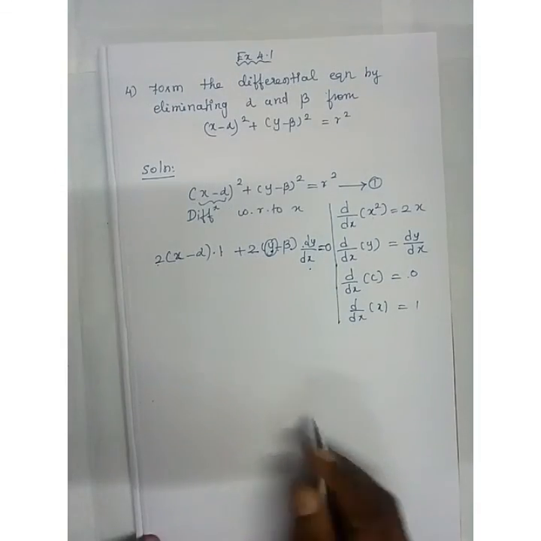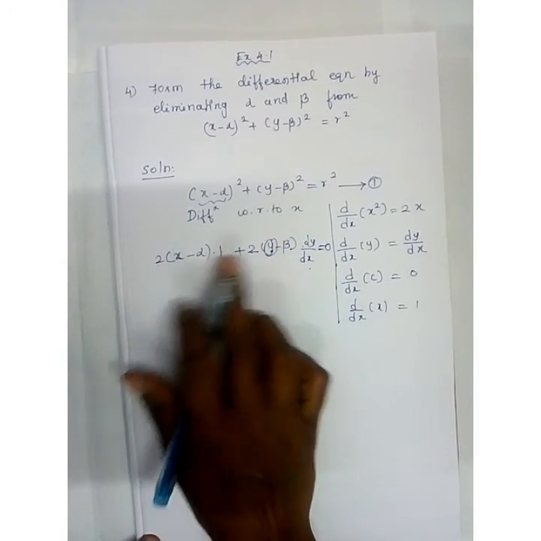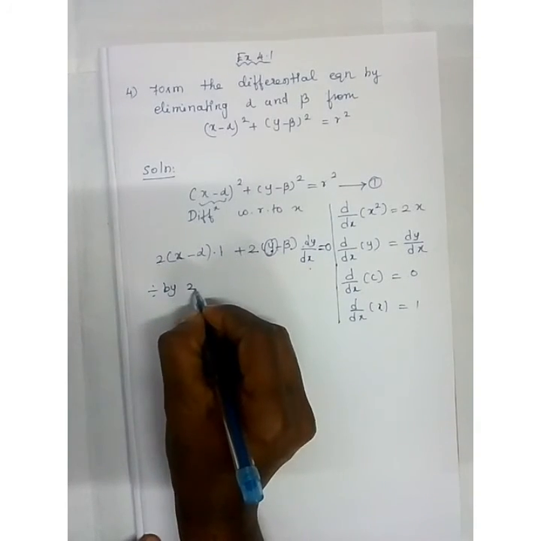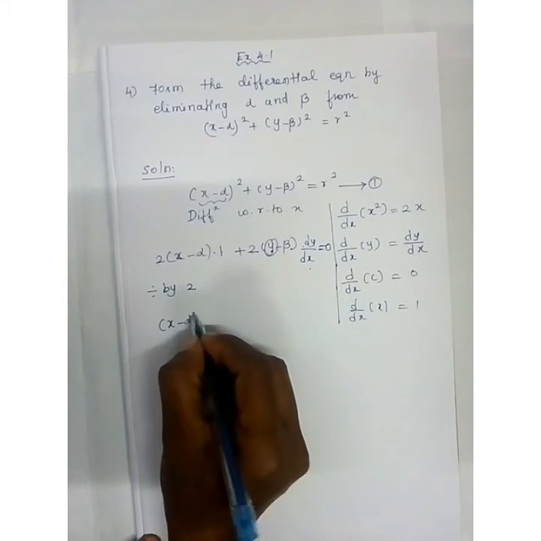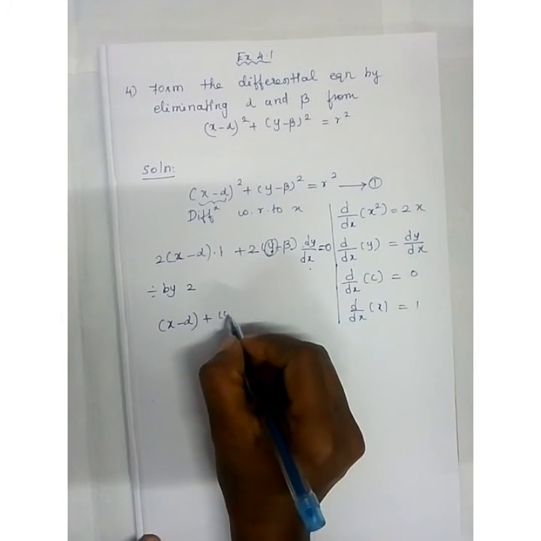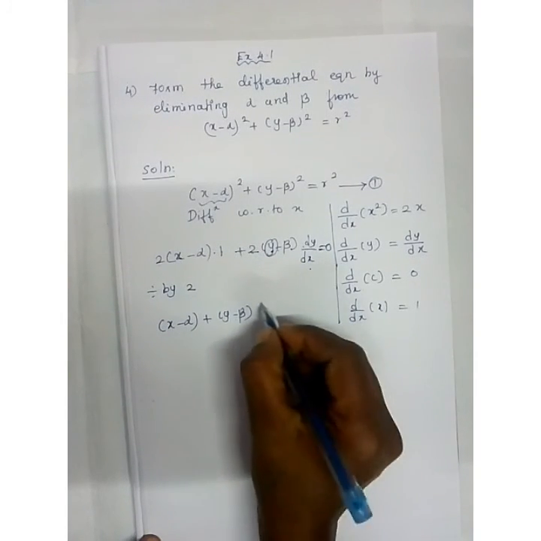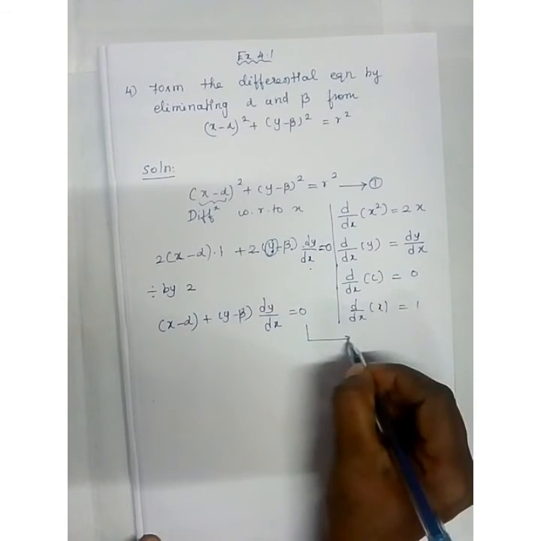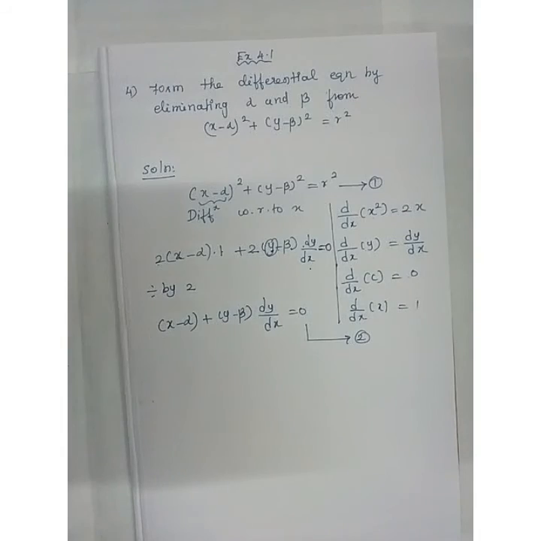So equals 0. Here in both the terms we have 2 as common, so we can divide the whole equation by 2. So in x minus alpha, the 2 gets cancelled, and here also the 2 gets cancelled. The remaining term: (x minus alpha) plus (y minus beta) into dy by dx equal to 0. Keep it as equation number 2.